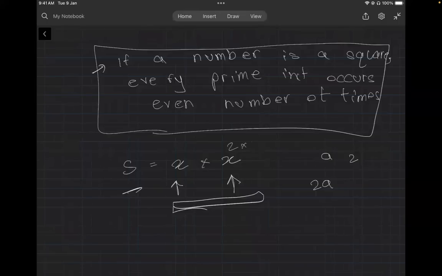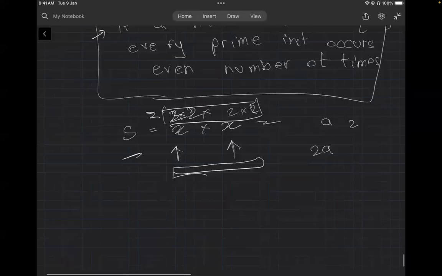Let's say this is 2 into 2 into something. Let's say this is 3 into 3. No, this is also 2 into 2. This is x into x, right? So this occurs twice, this occurs twice. So in s, it will be 4 times.